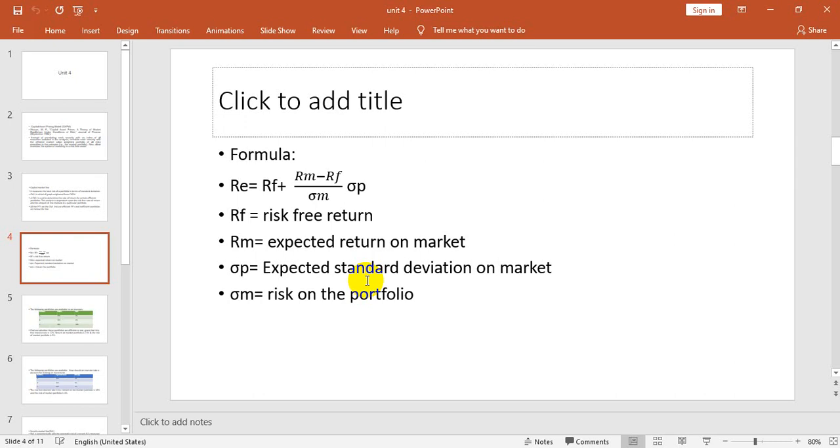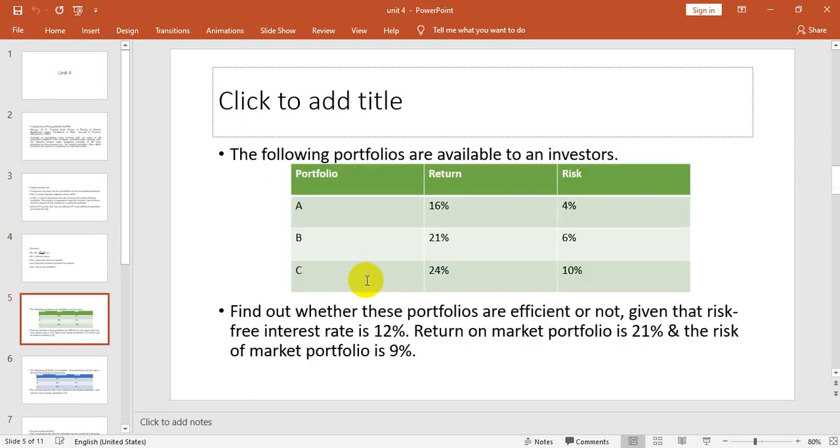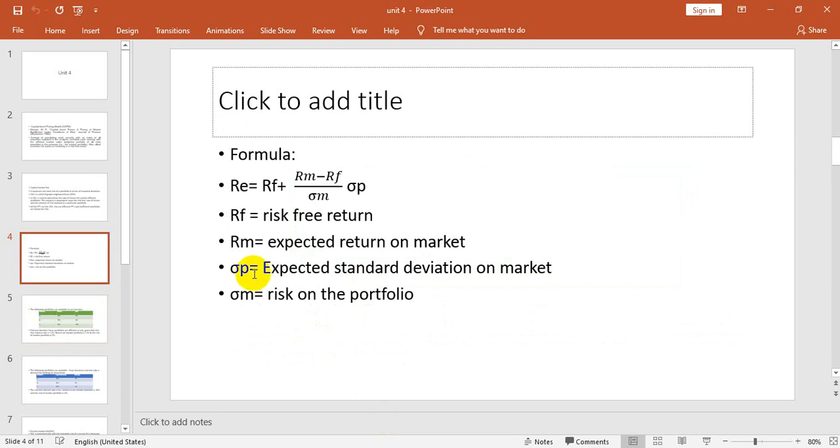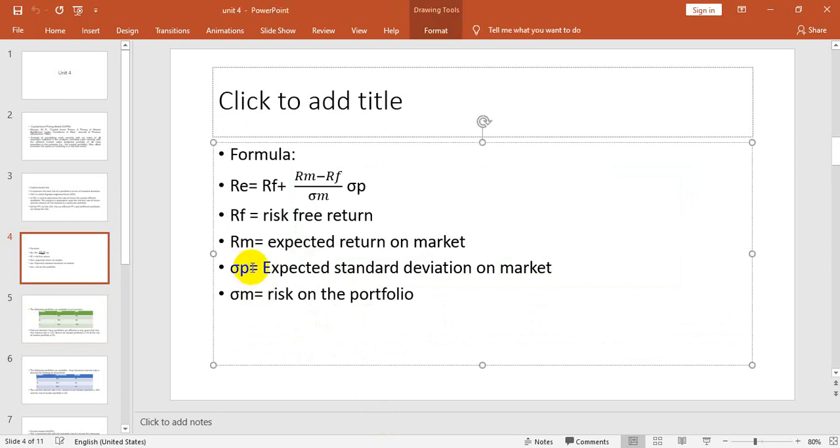So this is M and this is P actually. I'm just going to write it down. This is M and this is P. Standard deviation of market is sigma M, standard deviation of portfolio is sigma P.